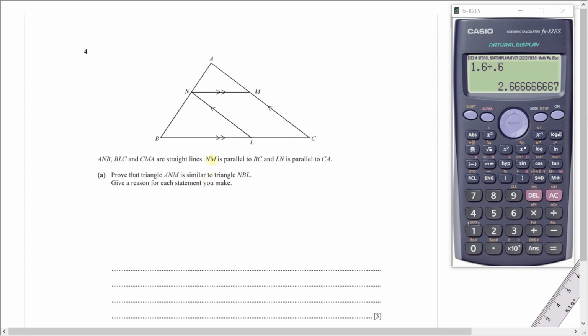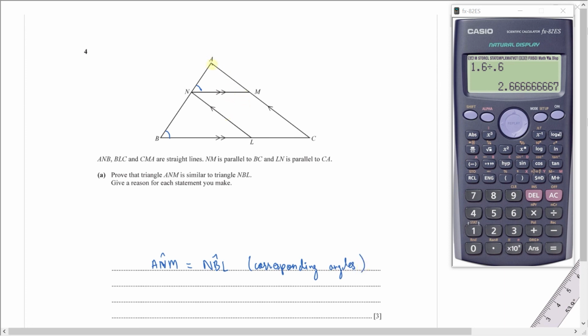So straight away we can see that this angle will be equal to this angle because these two are parallel lines. NM and BL are parallel, and NB is the line that is passing through these two parallel lines. So these are two corresponding angles. So angle ANM will be equal to angle NBL because they are corresponding angles.